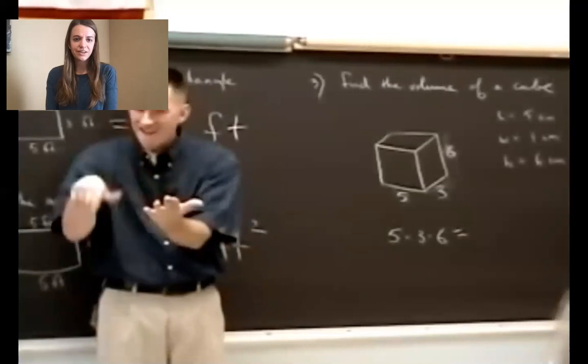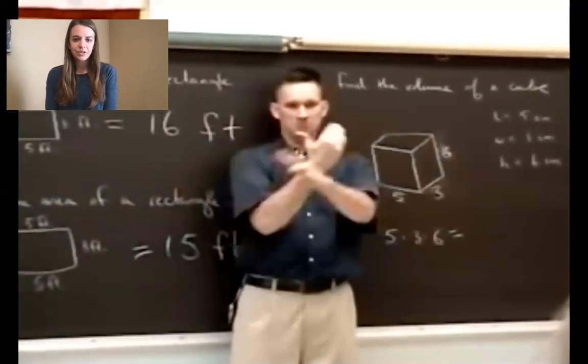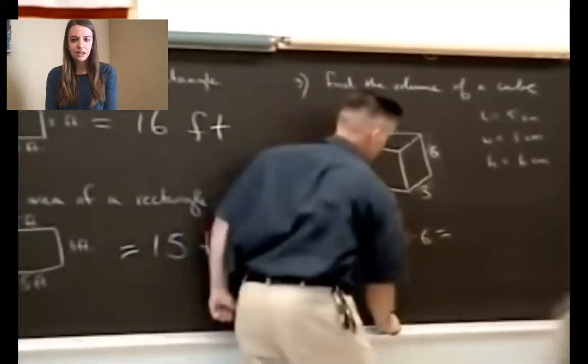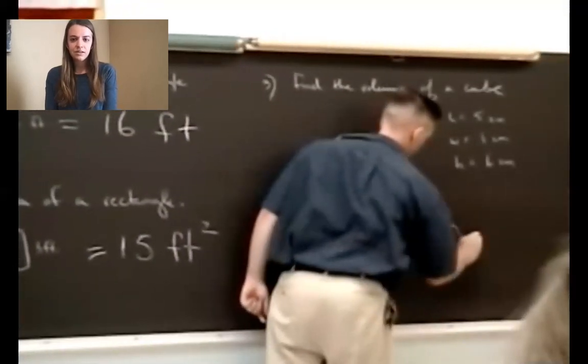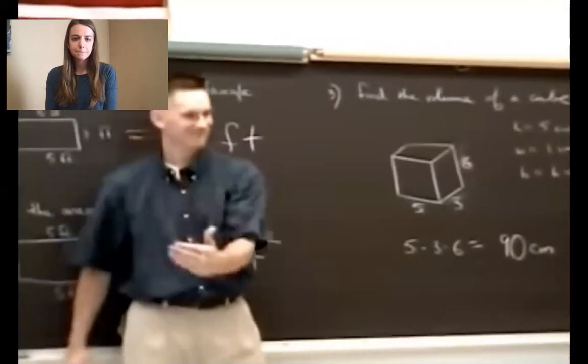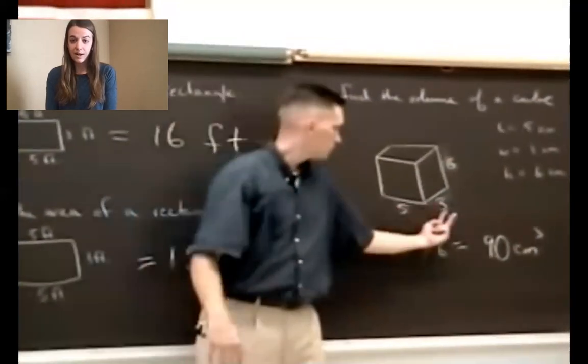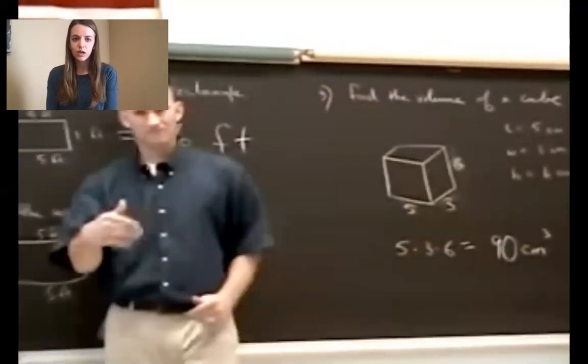Good job. I know, yeah, you don't need a calculator for that. You can do that. So 5 times 3 is 15, and then multiplying again, there you go, 90 centimeters. And then power of 3, why? Because we have the 3 edges, length, width, and height.